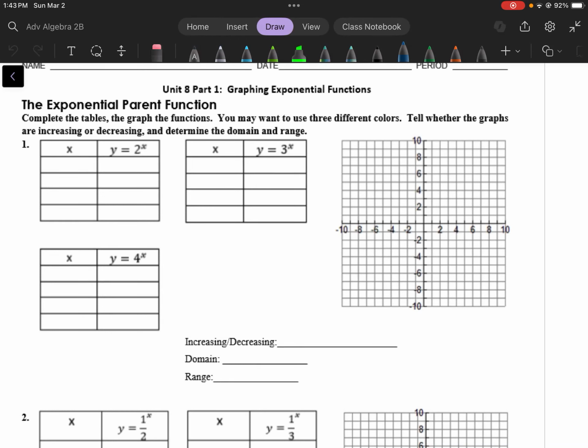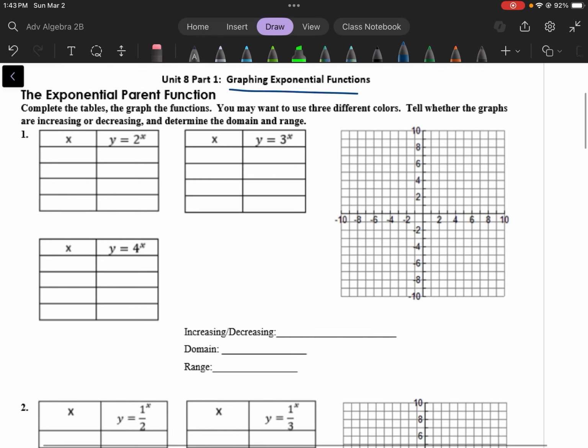All right, good morning. Today we are going to be going over graphing exponential functions. This is the beginning of Unit 8, and it's a different kind of function where we're going to be dealing with exponential growth and exponential decay, where things are either growing really fast once the x values turn positive, or they start slowing down a lot, and we'll see what those graphs look like.